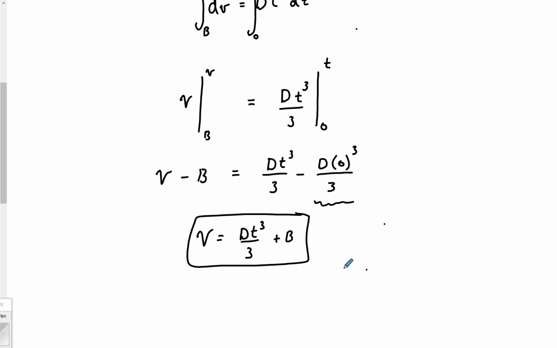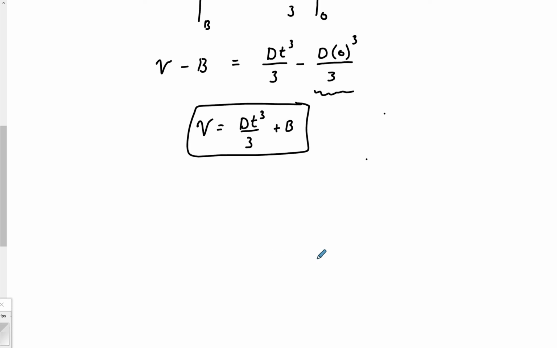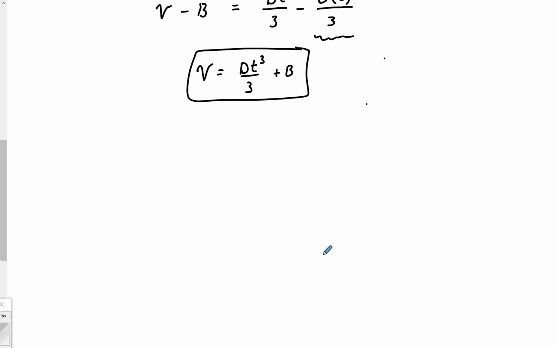There's just one catch. This problem did not ask you to find an equation for velocity. It actually asked you to write an equation in terms of x. Well, that's fine. We're just working backwards. Remember what v is. v is a change in position with respect to time. t cubed over 3 plus b.